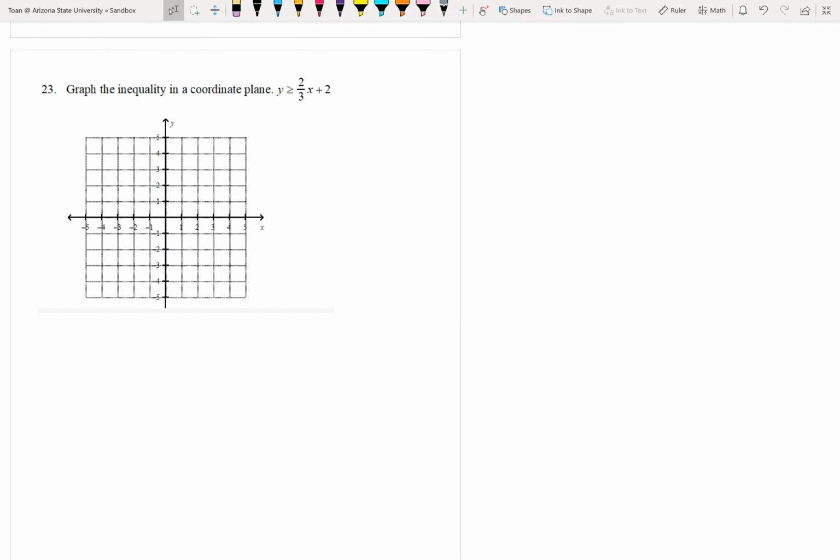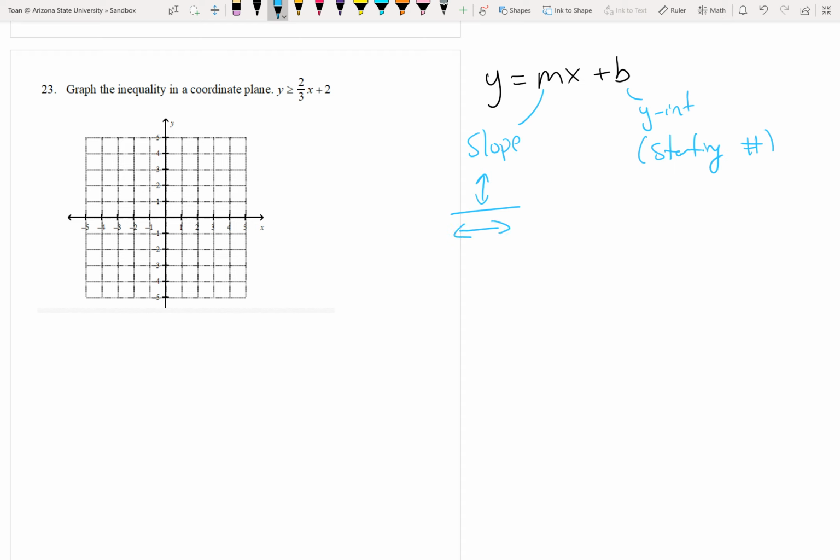Number 23 is a graphing of an inequality. So all you really needed was the skills to graph a line. So recall that a linear equation, I know I'm going to use an equal sign, but it works the same with inequalities, in slope-intercept form, this is your y-intercept. It's your starting number. And the number in front of the x is your slope. Those are your set of directions. It tells you how far up or down to go over how far left or right you go.